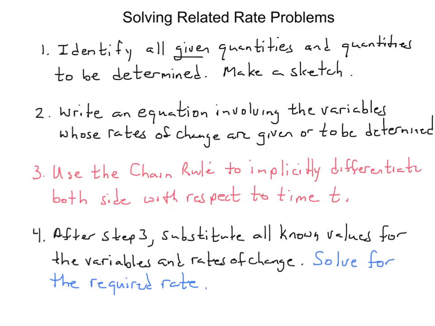When you're asked to solve a related rate problem, there's a few steps that you want to go through as you work on these. The first one, you need to identify all given quantities and quantities that you know you're going to have to find. Identify each one of those. I'd have variables in place for those that are variables. Anything that's constant, make sure you identify it as being constant. And then you make a sketch. Make a sketch of the problem.